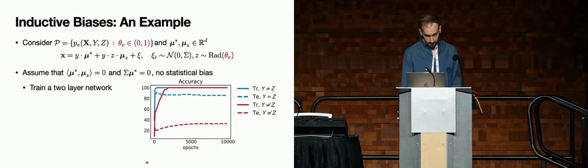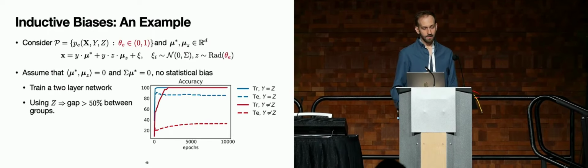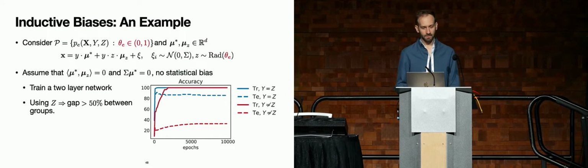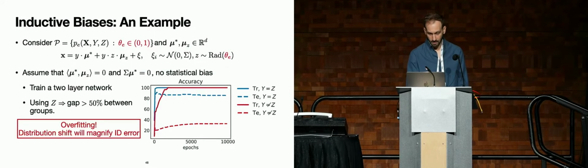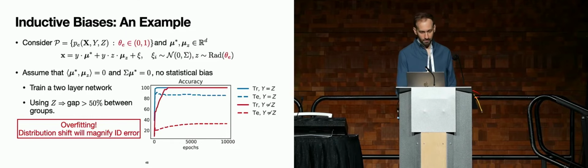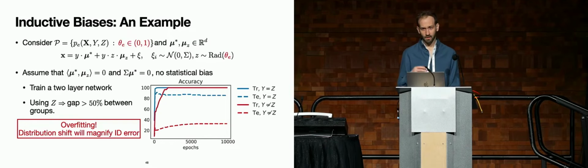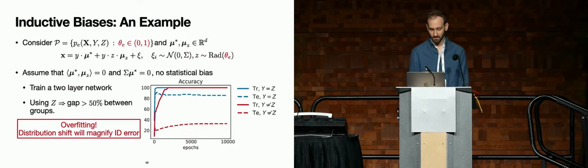Okay? So what we conclude is that using z here leads to a gap that is larger than 50% between the groups. And we conclude that pretty much a network that's trained with stochastic gradient descent, in this example, results in overfitting. Okay? So overfitting here means that there is some generalization error in the training distributions. And what will happen under the distribution shifts that we talked about when theta changes is that this minority group we talked about becomes larger. And then the expected error becomes also larger.